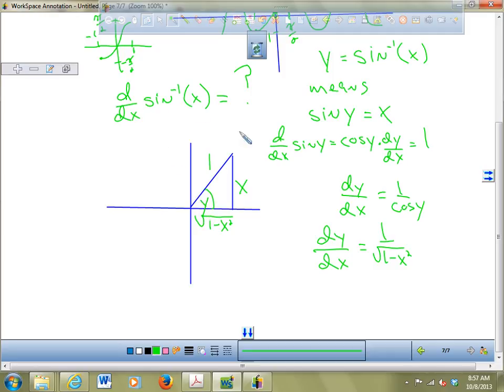So the derivative of inverse sine of x, you should probably write this down. I'm going to give you 3. What? I did it right. 1 minus x squared. Okay?